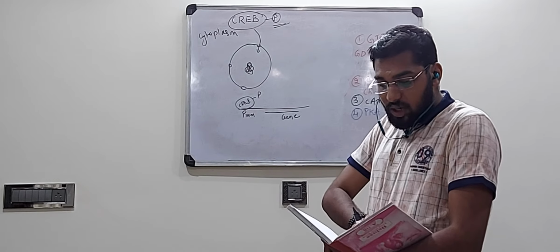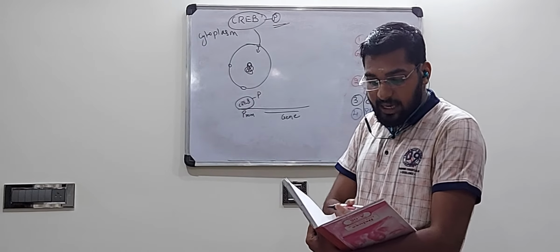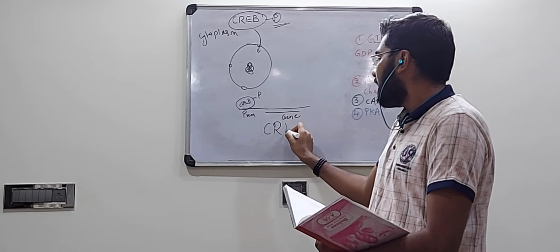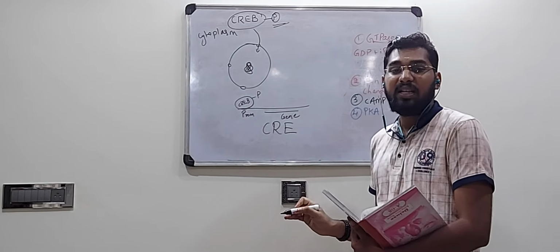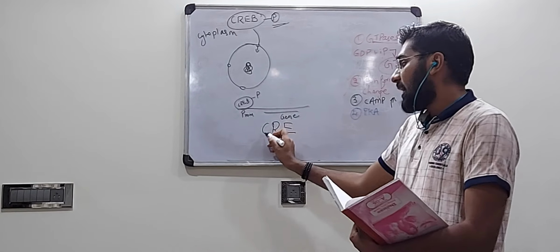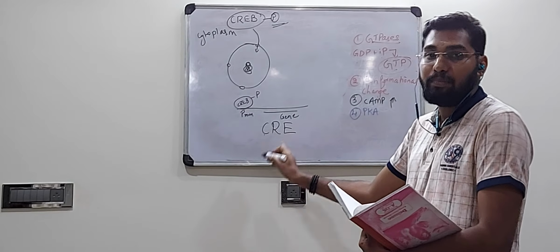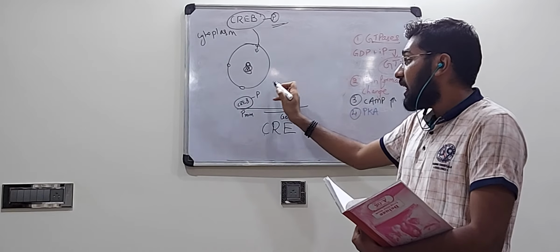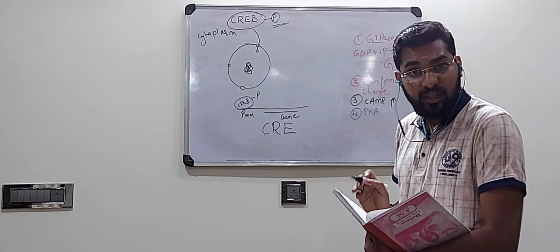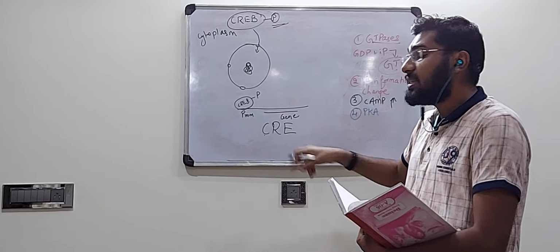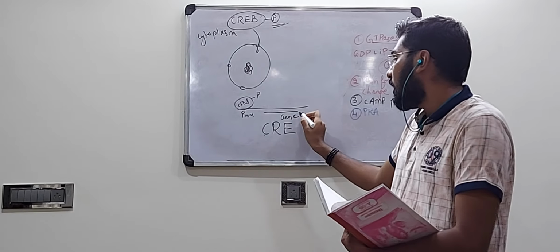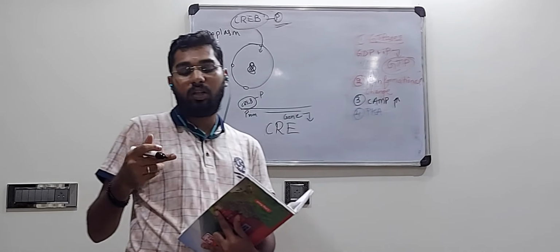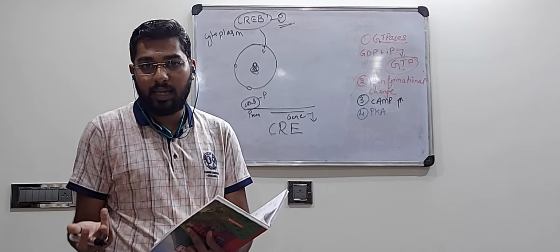One such gene is called the CRE gene, cAMP response element gene. One such example is the CRE gene. CREB comes and binds to the promoter region of this gene and it gets activated, and the gene now undergoes transcription, translation, and the proteins are formed for your growth cycle, for the cell cycle to occur.